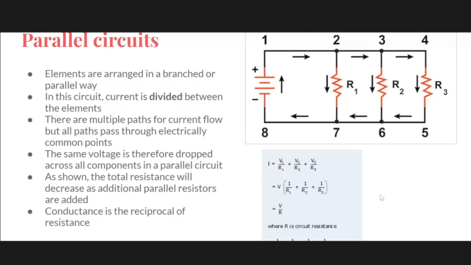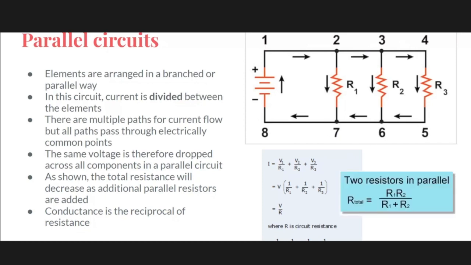With this, it has a slightly different equation, which I'm not going to go into too much detail with. But essentially, as you add more parallel resistors, the total resistance actually drops, I guess, because you're splitting the current between each pathway. If that makes sense. This is another way in which you can work out the total resistance of a parallel circuit.